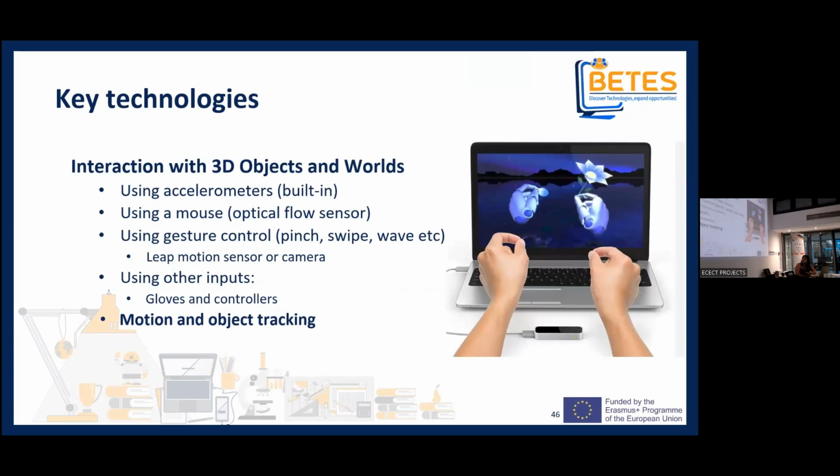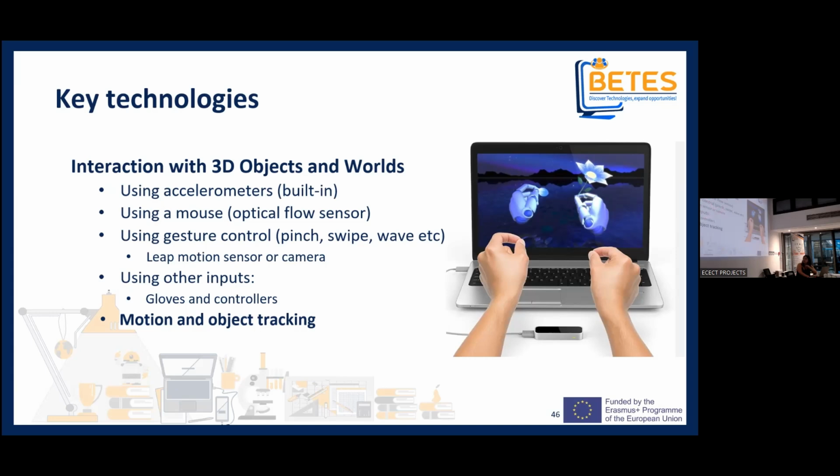And the other part is the interaction. So how do you actually interact with the object? You have an accelerometer built in your phone. So when you use a 360 video, for example, from YouTube or anywhere else, and you turn it, that's how it recognizes the motion. A mouse: if you're doing it from your laptop, it recognizes the movement based on the optical flow sensor that the mouse has. Then we have gesture control, where you can pinch, swipe, wave. You can do it either by a camera or a Leap Motion sensor.